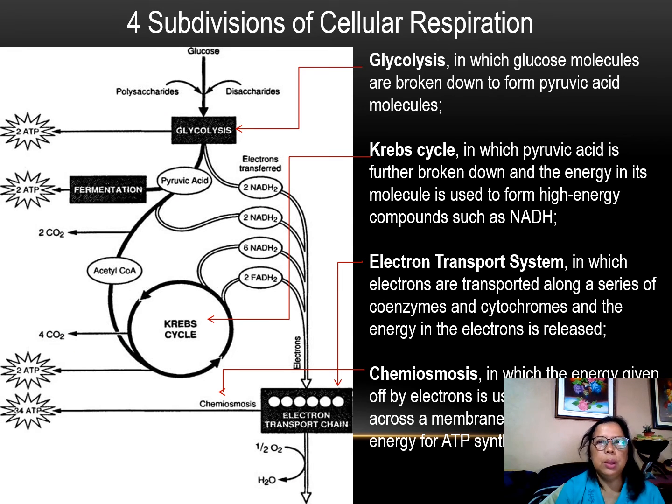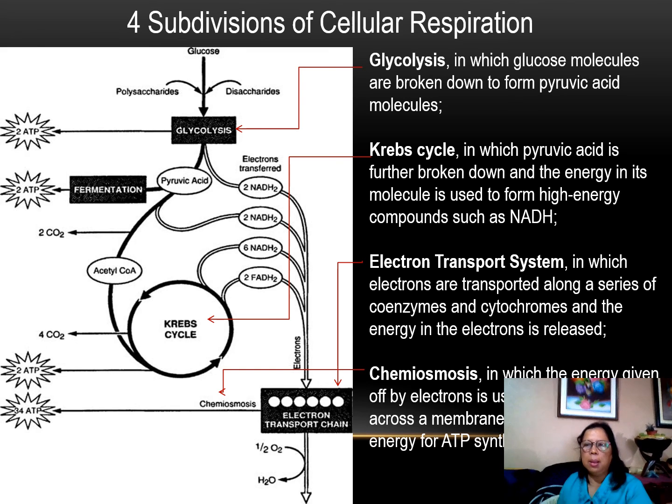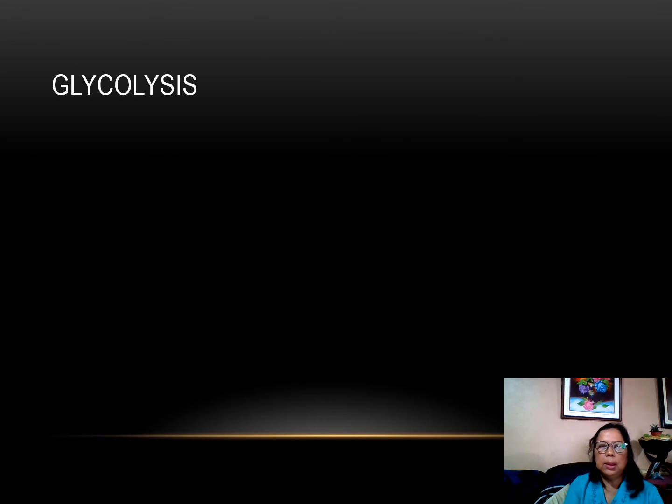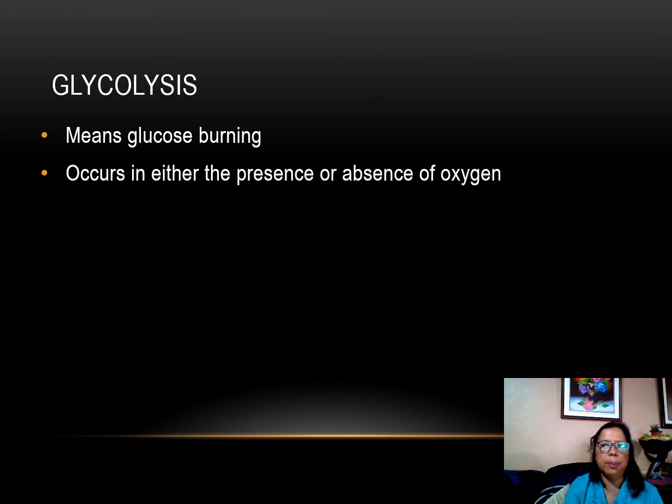So there are four subdivisions of cellular respiration, and all of these are undertaken by your microorganisms. So you have the glycolysis, and then Krebs cycle, the electron transport system, and of course the chemiosmosis. Now let us start to look into glycolysis. Glycolysis is simply defined in your younger years as glucose burning.